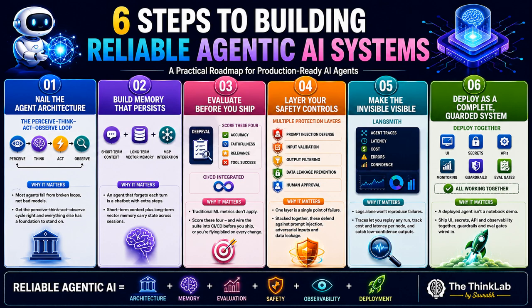The next step is step 6, deploy as a complete system. The final step is deployment. Many people think deployment means uploading the code. But production deployment is much more than that. A complete AI system includes a user interface, secure API connections, secrets management, and also system monitoring.